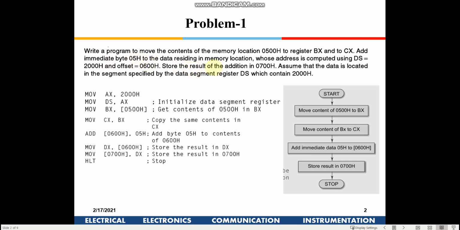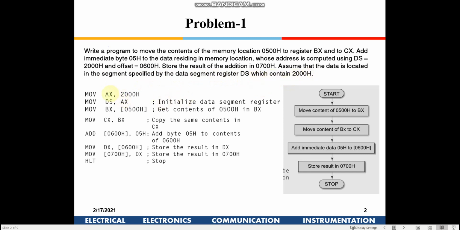Okay, and then store the result of the addition in 0700H. So for the result of the addition, first we add this data into the data which is available in this memory location, and then the result of that addition needs to be stored in 0700. Assume the data is located in the data segment specified by the data segment register which contains this.